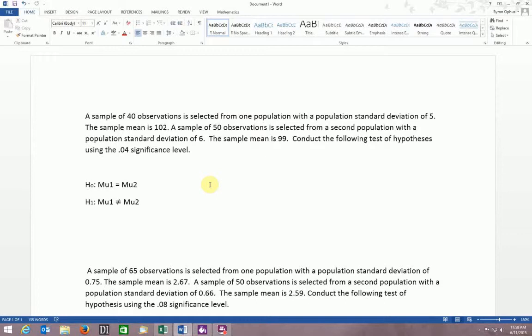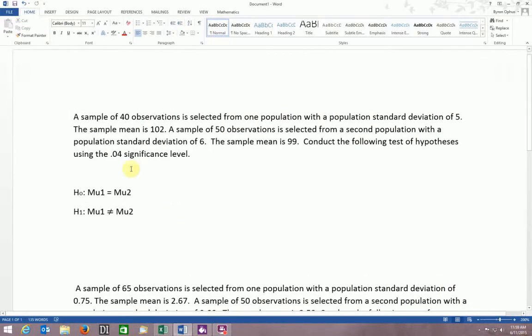If I'm reading your question correctly, I think it's just one part that you're having difficulties with, and hopefully I can address that here. But anyhow, a sample of 40 observations, and you can read along in your book. The important part is to conduct the following test of hypothesis using the 0.04 significance level. And 0.04 kind of throws us off.